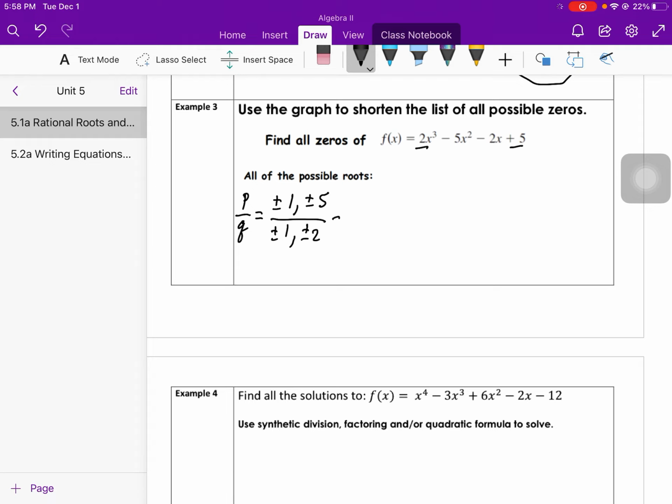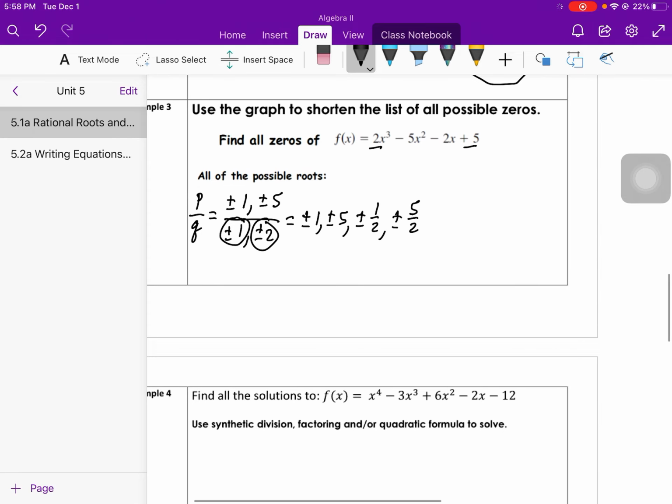But now we need to list out the different possibilities. So let's start with taking the top numbers divided by 1. So plus or minus 1, plus or minus 5. And then we take the top term divided by 2: plus or minus 1/2, plus or minus 5/2.